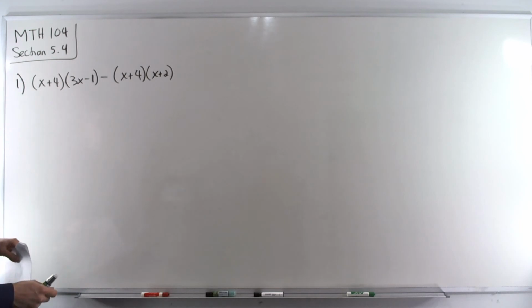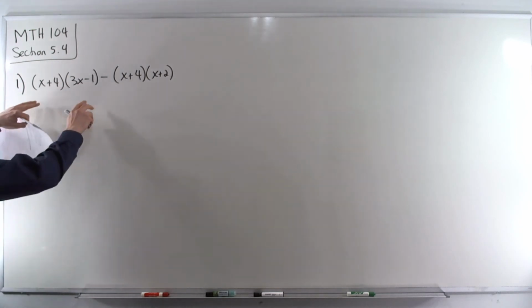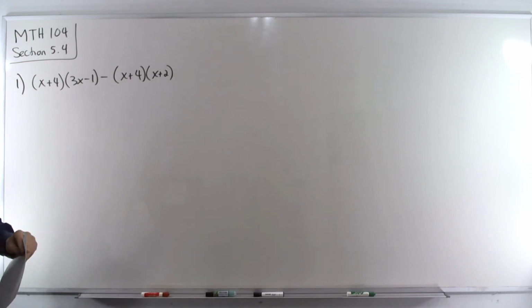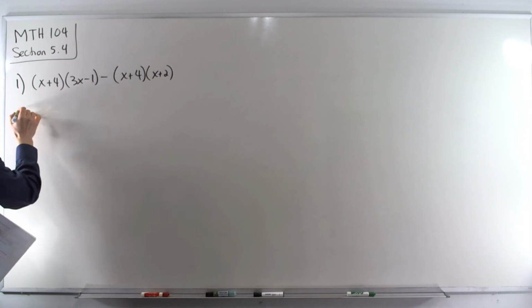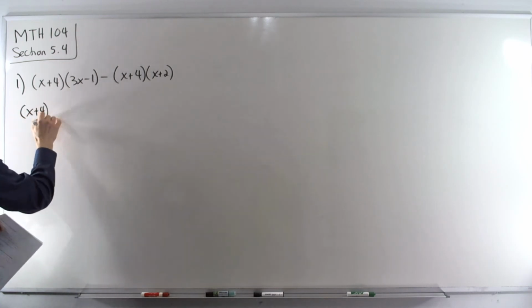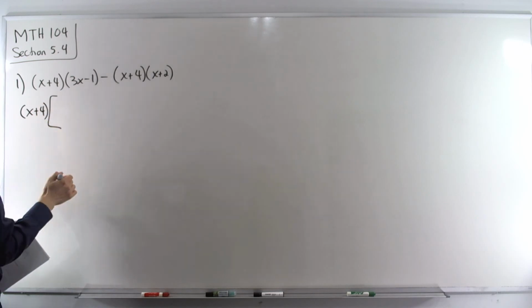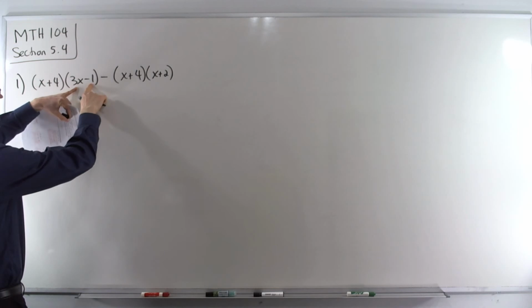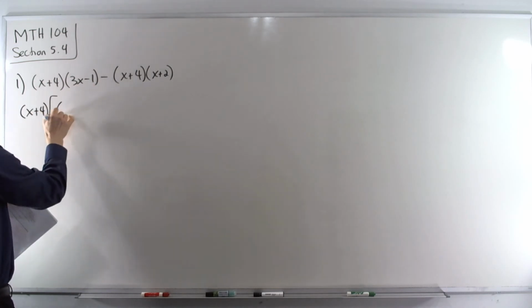So first one, we've got matching binomials, so we can factor those out. Binomials can be factored out just like anything else. So I'm going to take the binomial, remove it, bring it out front. After we remove the x plus 4, what we have remaining is 3x minus 1.